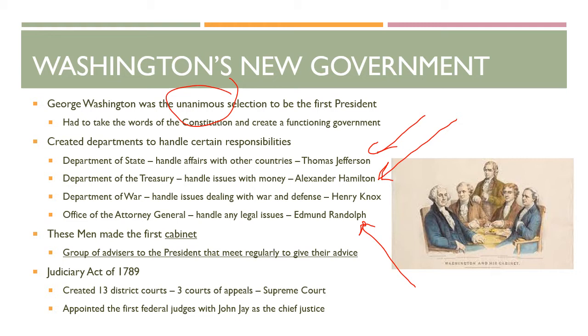Another thing that Washington set up with his bureaucracy was, under the Judiciary Act of 1789, he had to create the court system. And so he created 13 federal district courts and 3 courts of appeals. And then, of course, the Supreme Court that was already in the Constitution needed to be created. And he appointed the first federal judges. Of course, those federal judges, because of checks and balances, had to be approved by the Congress, but he appointed them, and he appointed John Jay as the Chief Justice of the Supreme Court, so kind of the top judge in the land.